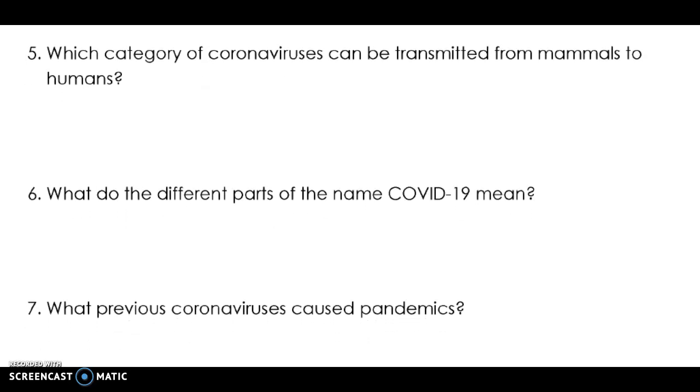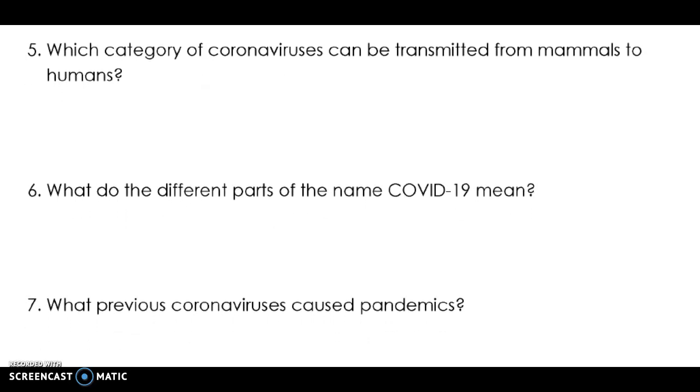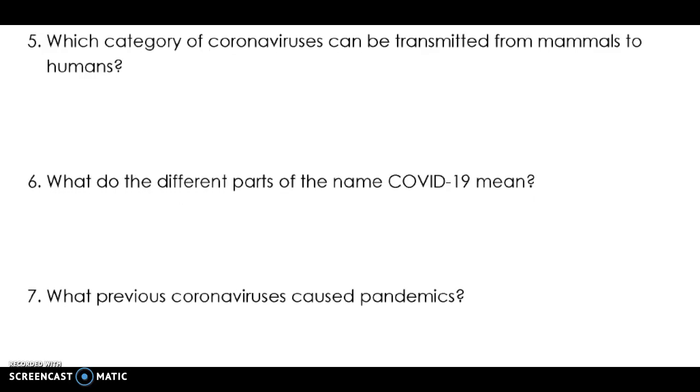Write the incomplete form, that incomplete sentence. The 2 previous coronaviruses that caused pandemics are SARS and MERS. Write the complete or full form.